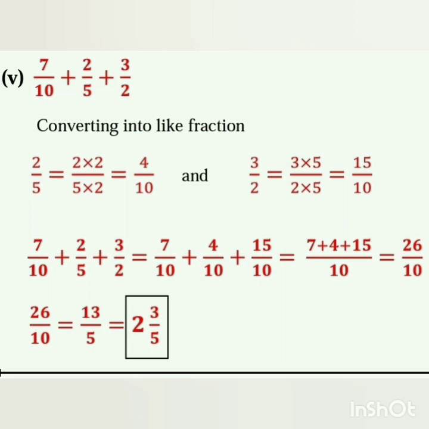Now 7 upon 10 plus 2 upon 5 plus 3 upon 2 is equal to 7 upon 10 plus 4 upon 10 plus 15 upon 10, which is equal to 7 plus 4 plus 15 upon 10, which is equal to 26 upon 10. Now simplify this, we will get 13 upon 5. Now converting this into a mixed fraction, 2 integer 3 upon 5 is the final answer. It's clear, everyone? Very good.